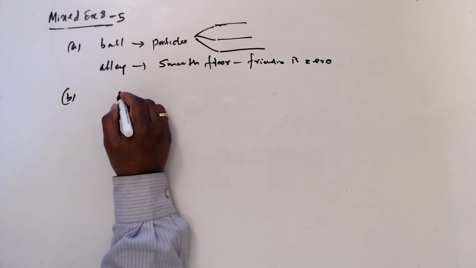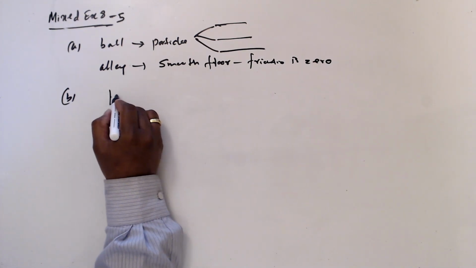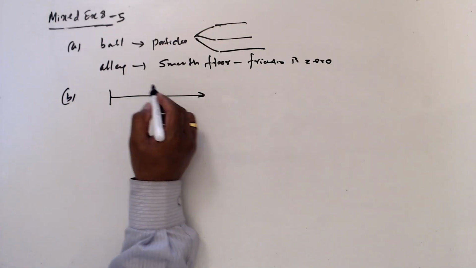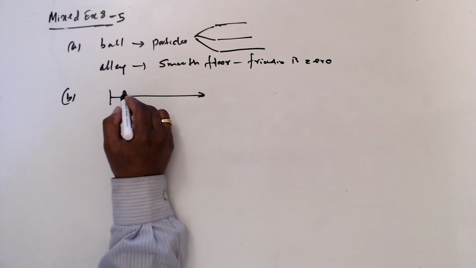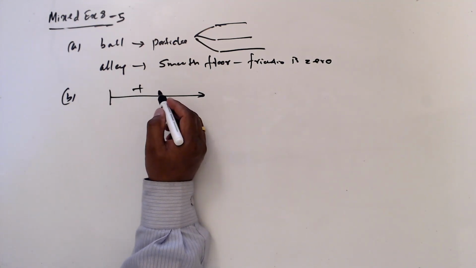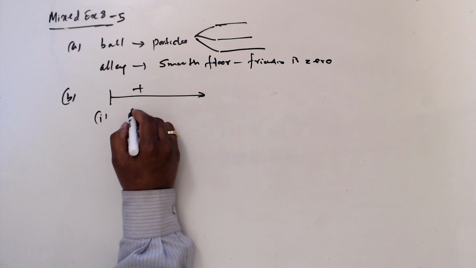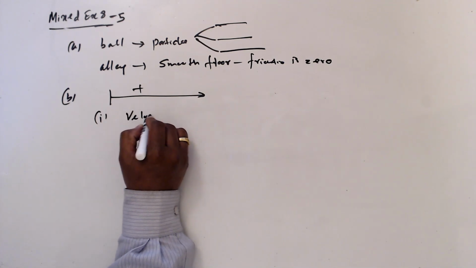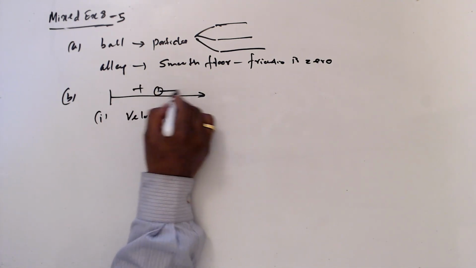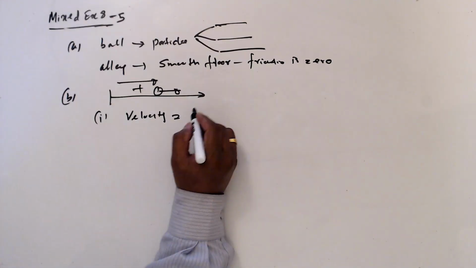And part B, taking the direction the ball travels as positive. Assume it is going in this direction, positive. State with the reason whether each of the following is likely to be positive or negative. First, velocity. The ball is going in this direction, and the positive direction is also this direction, so the velocity is positive.